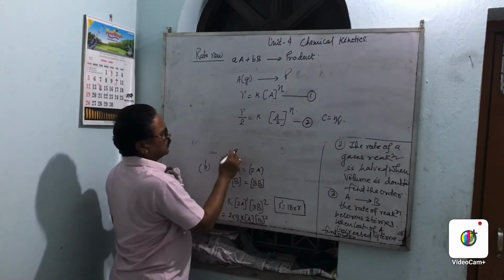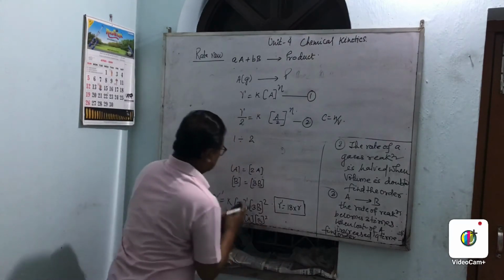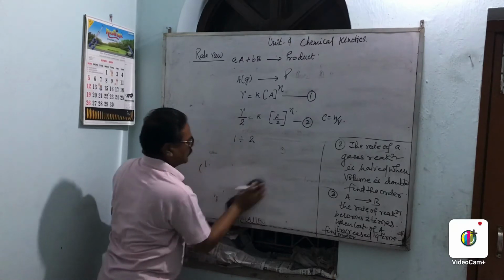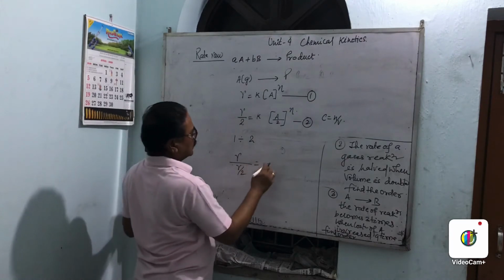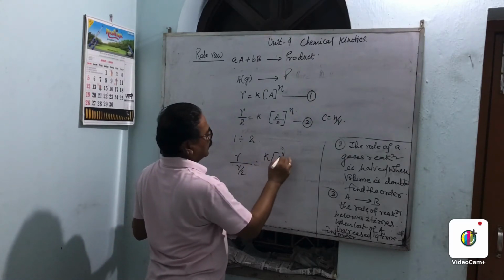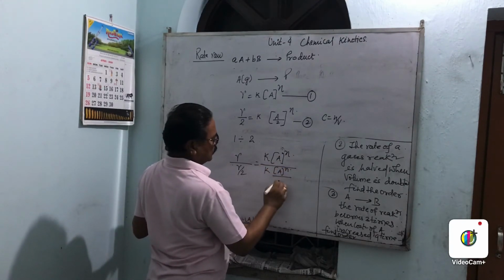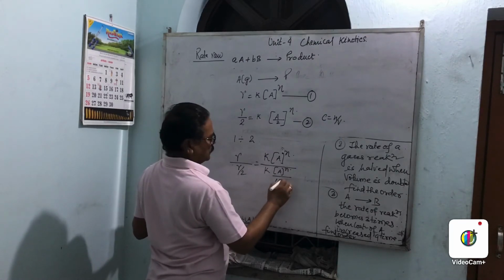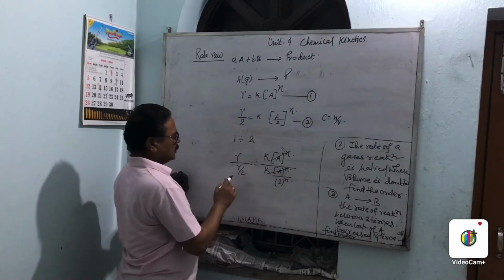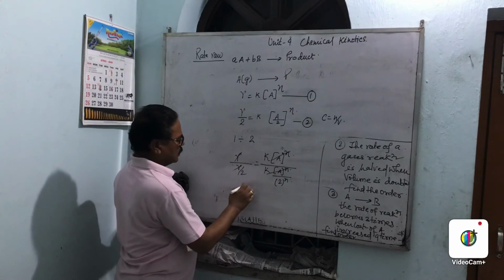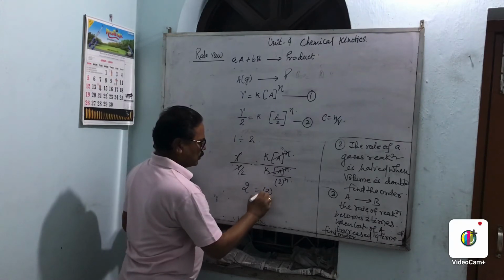Now solve these two equations, that is 1 by 2. So what will happen? R by 2 is equal to K A to the power n, and this is equal to 2 to the power n. This R and this R will be cancelled out. So 2 is equal to 2 to the power n.